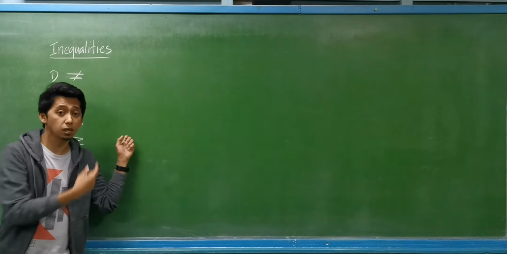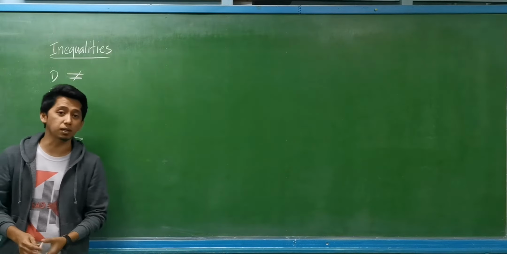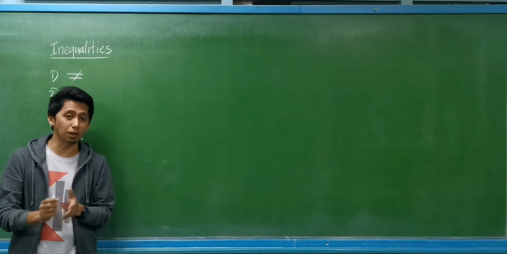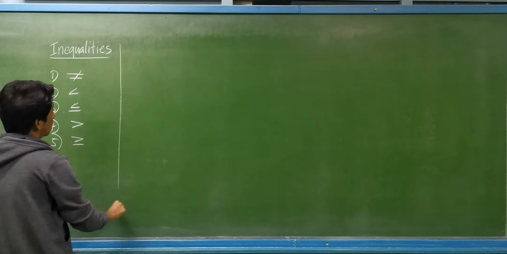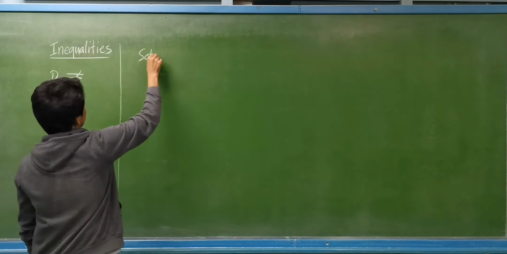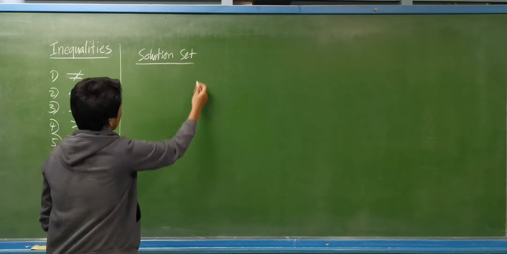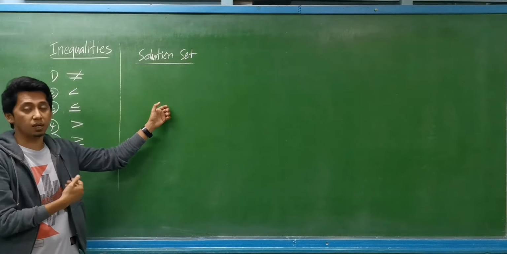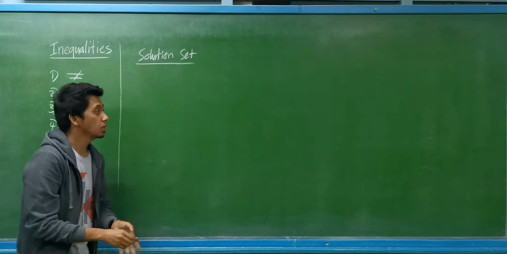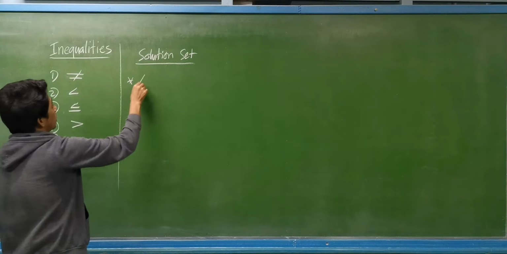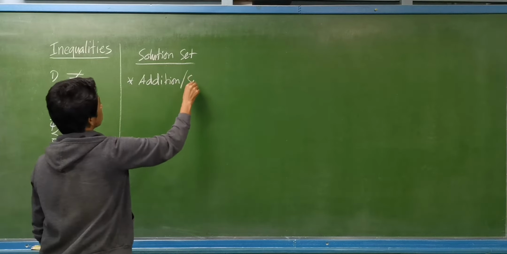How do we express inequalities of terms? Since we have inequalities, we have several values that will satisfy the inequalities, so we place them in one set. This set is called the solution set. So how do we determine the solution set of a given inequality? We are to perform some basic operations. The first one is addition or subtraction.